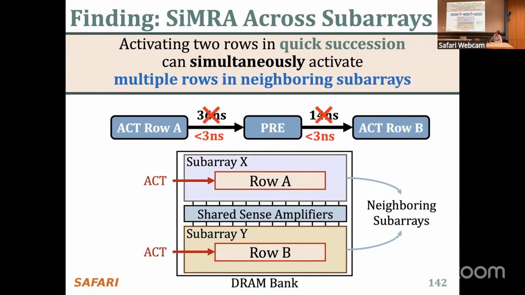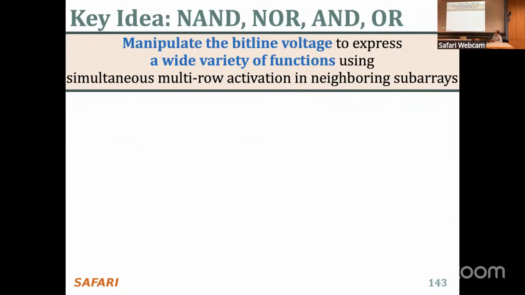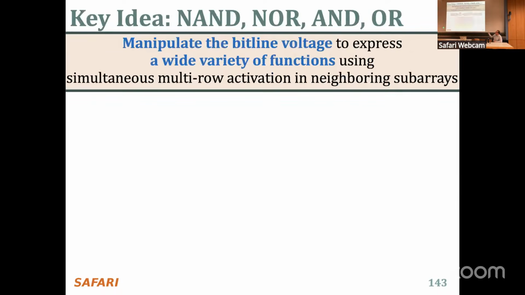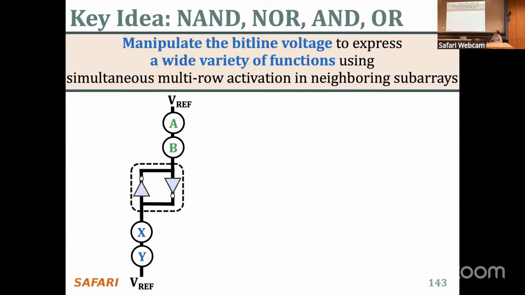These are two real timing parameters, activate to precharge and precharge to activate. And you target the activates to two different rows over here. It turns out you can activate both of the rows. And it's not just two, you can actually do four, eight, etc. The paper has some examples. So now what happens? What can you use this for?